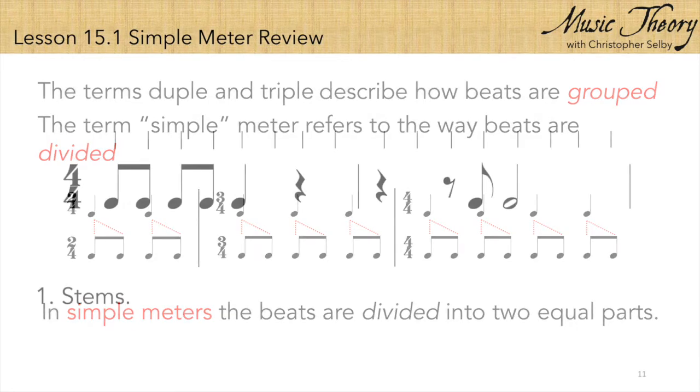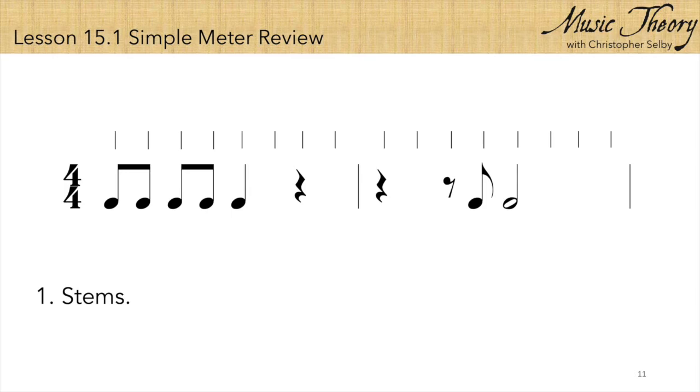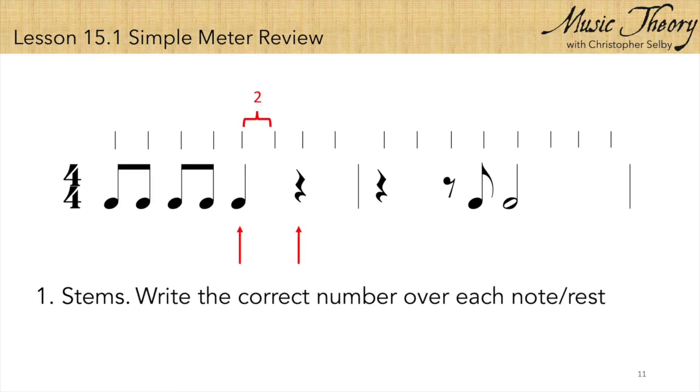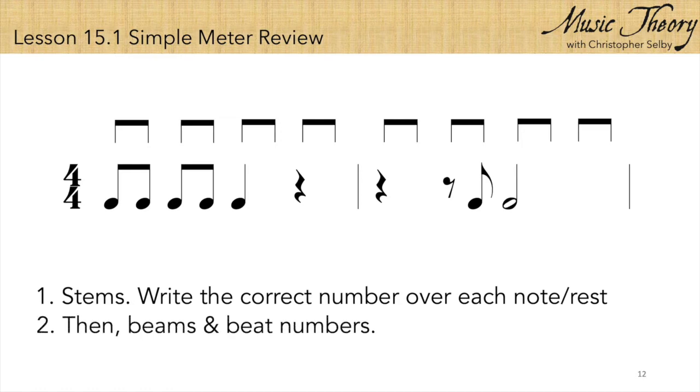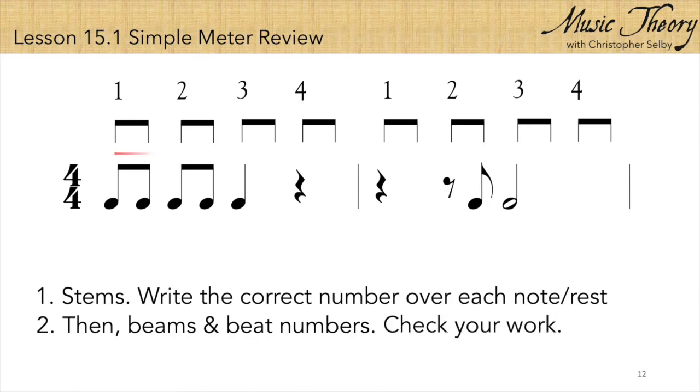In your first music theory workbook, you learned how to mark your music by writing eighth note stems over the note values, making sure that you wrote the correct number of stems over each value. For example, the quarter note values get 2 eighth note stems, and the half note values would get 4. After you've finished writing stems, then you can add beams and beat numbers to help us see how the beats are organized. This is a good time to check your work, making sure that the correct number of stems and beams are in each measure so that they agree with the time signature.